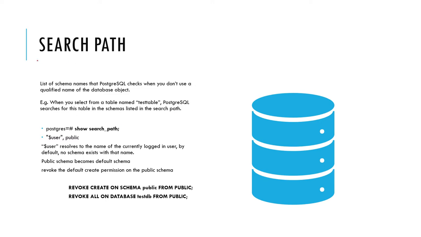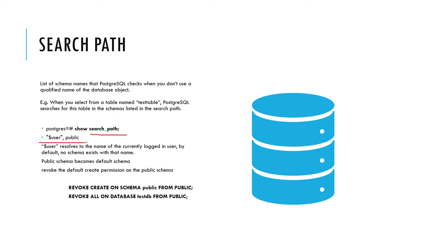Then what is the search path? If I'm connected to a database, let's say which is called DVD rental, and if I say select star from actor, actor is one of the tables, and if I don't give the fully qualified name, then how will Postgres come to know from which schema it has to pick the information? That information is mentioned in a parameter called search path. If you log into the Postgres prompt and say show search_path, it will show you two values. One is $user, another is public.